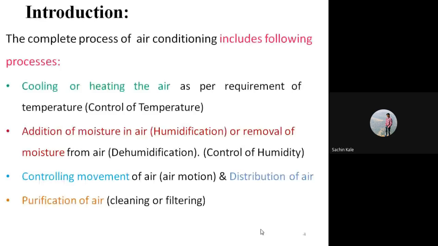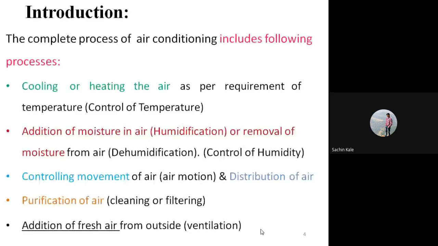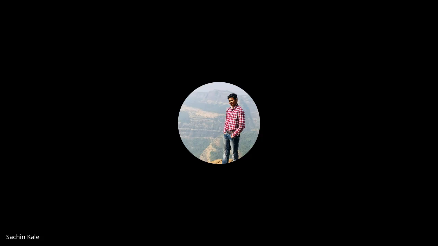And if you maintain all those four parameters, then and only then will you consider that the complete air conditioning process is carried out. In an air conditioning system, we have to add some amount of fresh air from the outside as ventilation air. That last point you will understand whenever we see the actual diagrams of the various air conditioning systems.